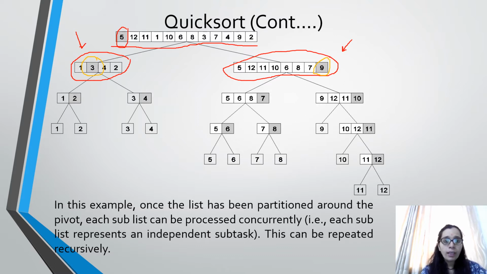Therefore, here the elements which are less than the pivot are 1, 2, and the elements that are greater than or equal to the pivot are 3, 4. Similarly here the pivot is 9, therefore 5, 6, 8, 7 and 9, 12, 11 and 10. Again repeating the same step. So here the pivot is 2 and here the pivot is 4.